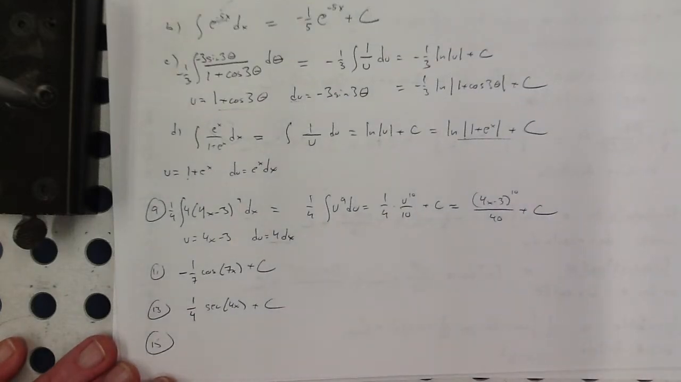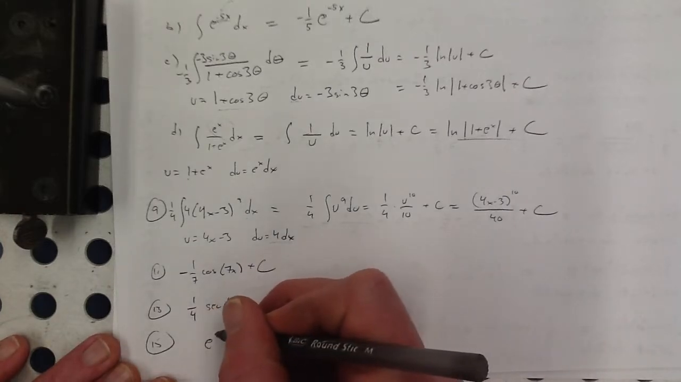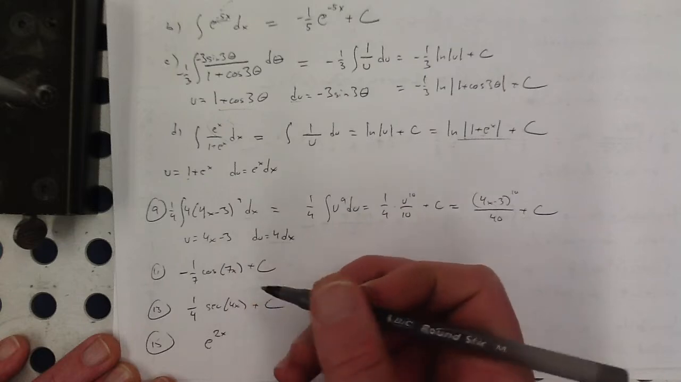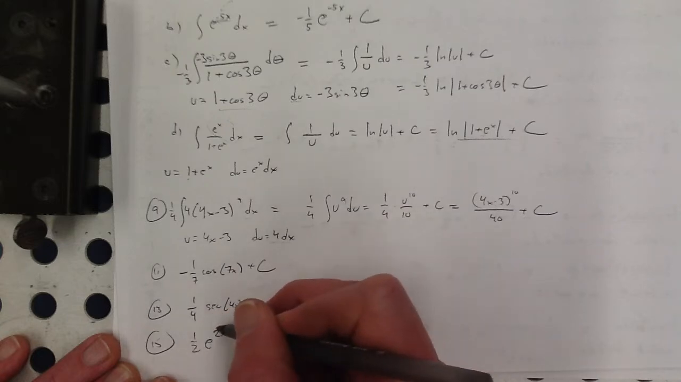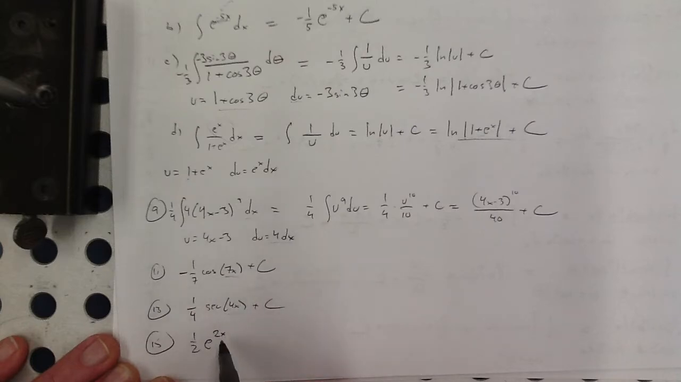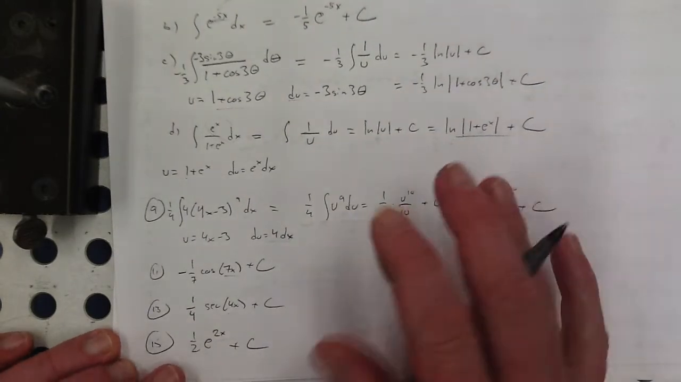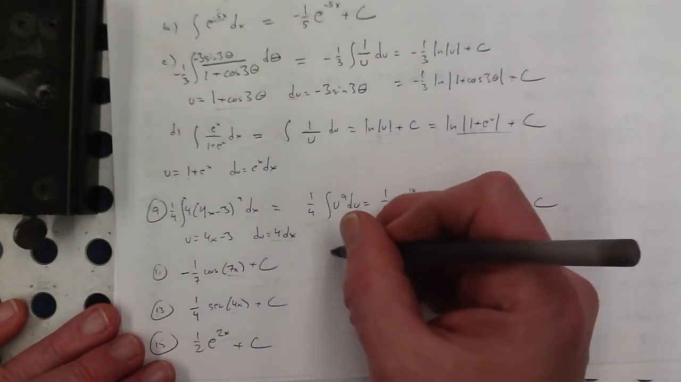Same thing with 15, e to the 2x. If it was just e to the x, then the antiderivative is just e to the x. So is that, but now I got to divide by the derivative of what's inside. That only works if it's just a constant times x. Beware. All right, how about 17?